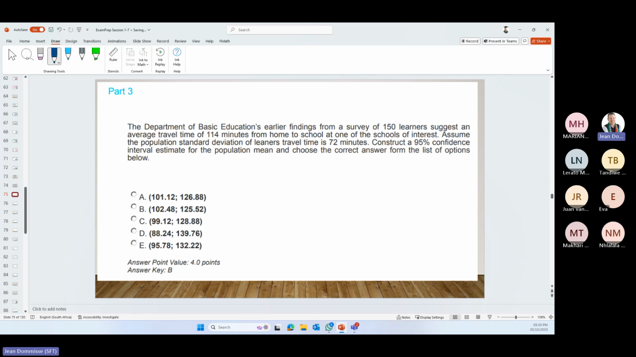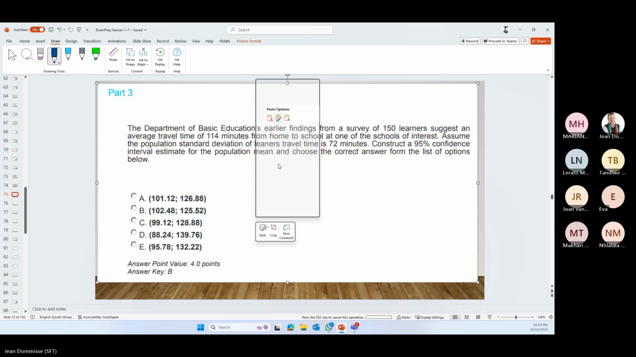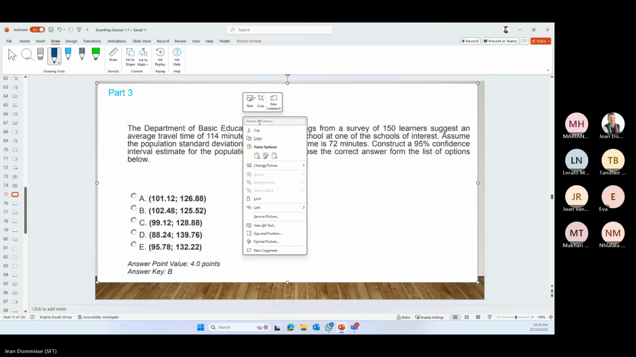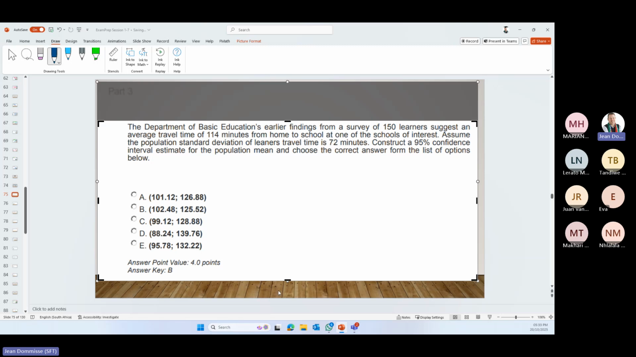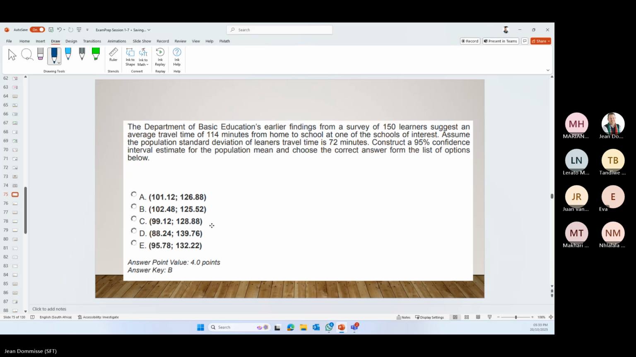Department of Basic Education, and let's just, I want to crop this a bit, and hopefully we'll have a bit more space that we can write on.